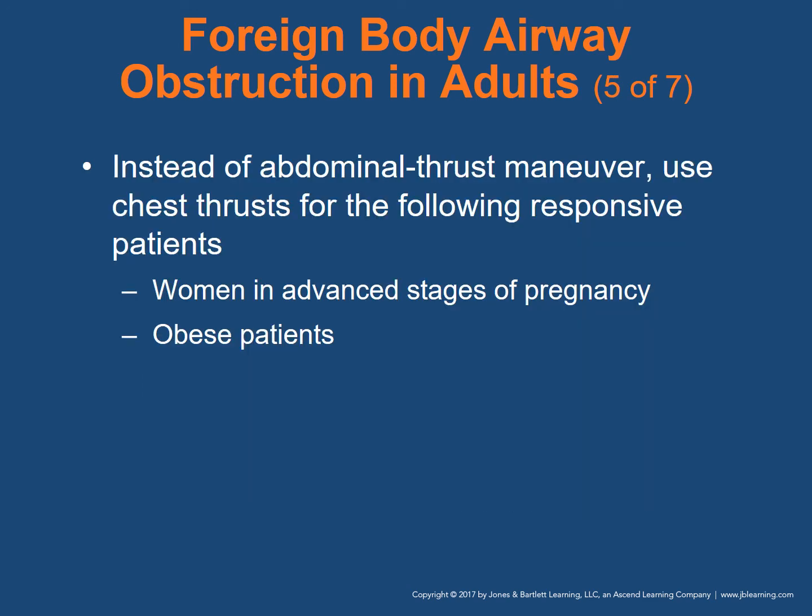Instead of abdominal thrust maneuver, use chest thrusts, which is the same thing I just described on the previous slide, just now up on the chest. For the following responsive patients, we want to use chest thrusts for women in advanced stages of pregnancy for obvious reasons, and also for obese patients, just because it might be difficult to wrap our arms all the way around their stomach or their abdomen. We can get a good grip or a good hold on the patient using chest thrusts in this situation.